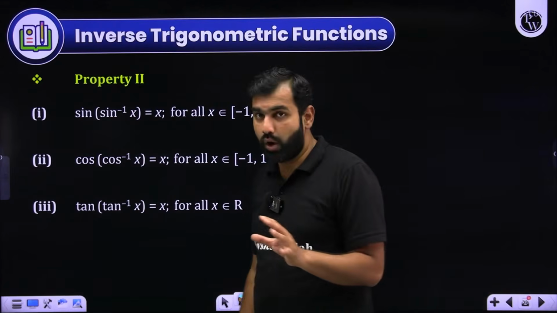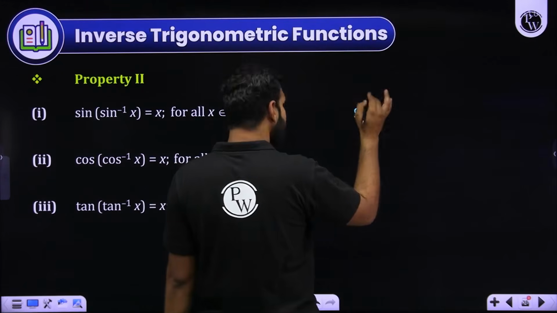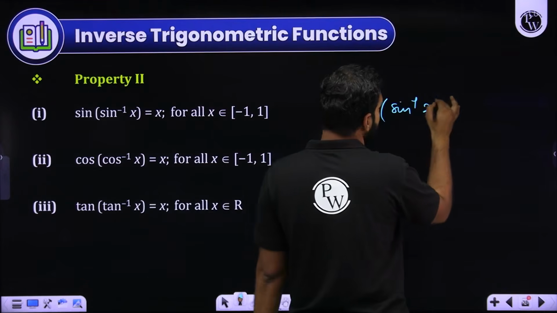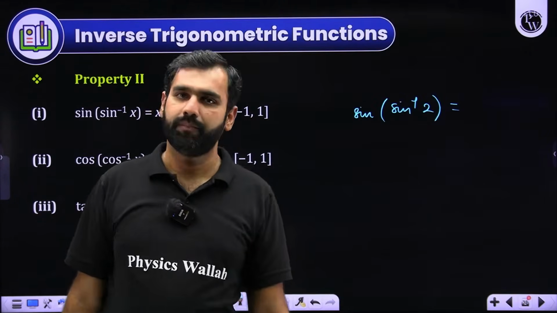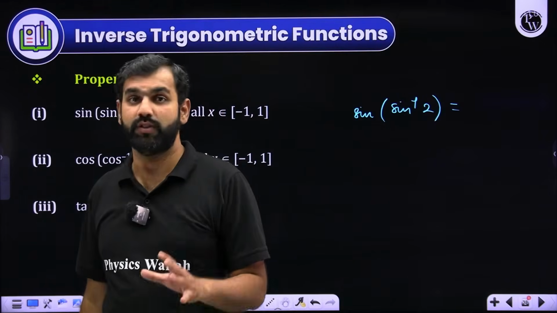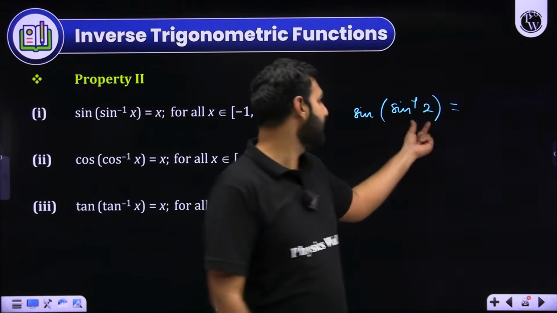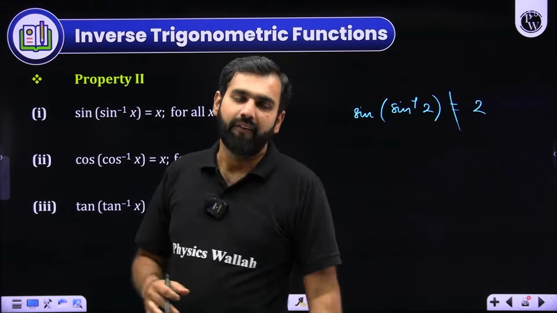I hope you're remembering the catch here. Although they won't give a question like this, let's say somebody asks you what is the value of sine inverse of 2? Then you will say that this problem cannot be solved. Why? Because 2 does not lie in the domain of sine inverse x. Sine inverse x has a domain from -1 to 1 only. So if somebody says that sine of sine inverse 2 is 2, that is absolutely wrong.